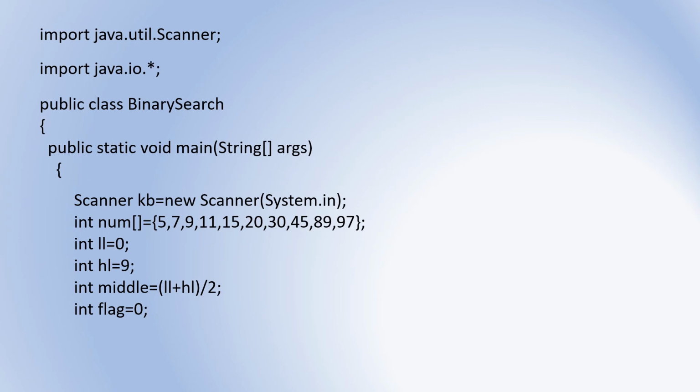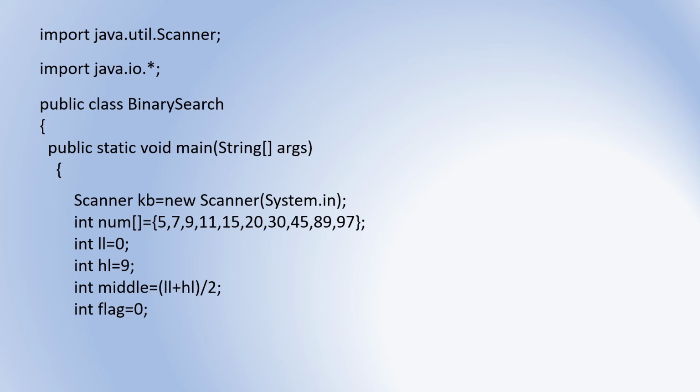As always. Similarly, HH stands for higher limit. Since we have 10 elements in our array, we would set it to 9. The next variable is middle, which has been set to the average of lower and higher limit, and the last variable is flag, which has been set to 0 initially.